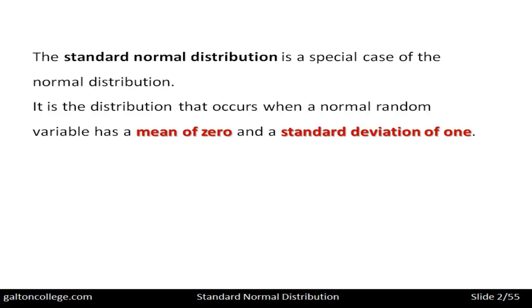So the standard normal distribution is the distribution that occurs when a normal random variable has a mean of 0 and a standard deviation of 1. These are the essential characteristics of the standard normal distribution. The mean must be 0 and the standard deviation 1.